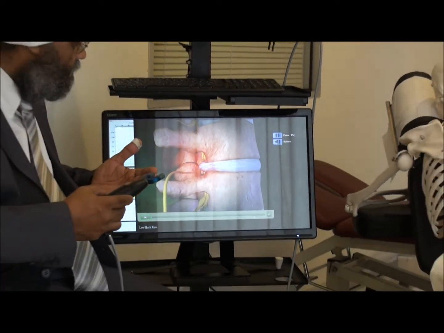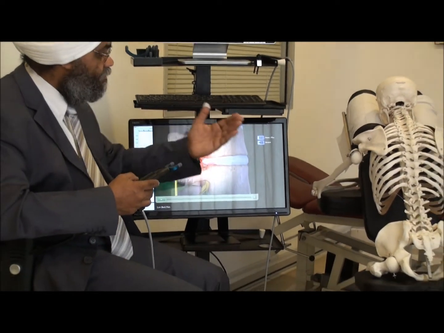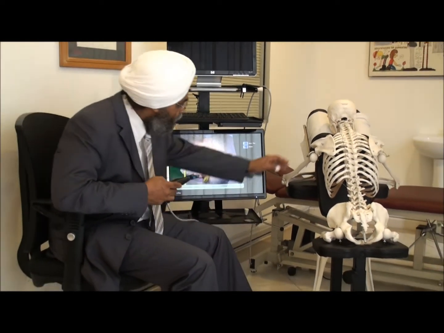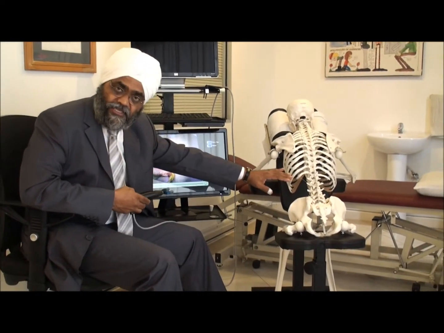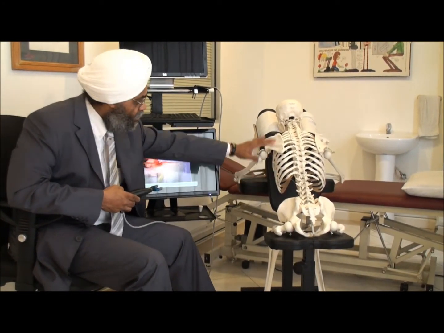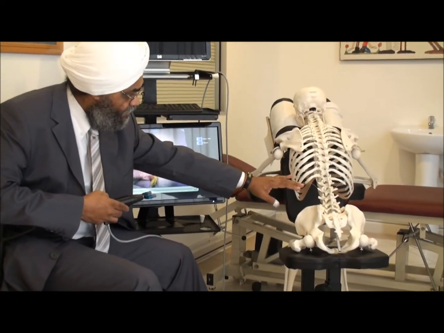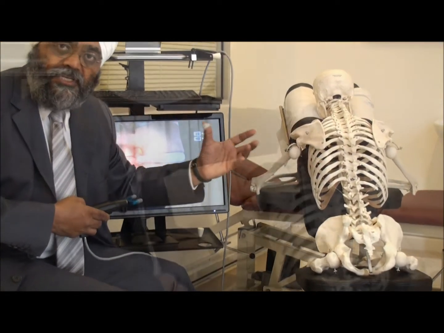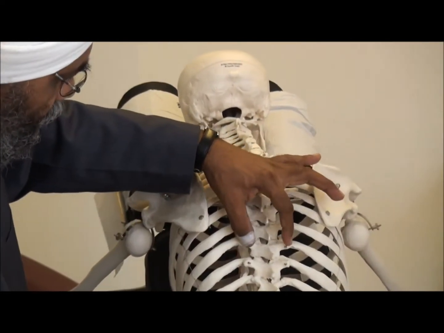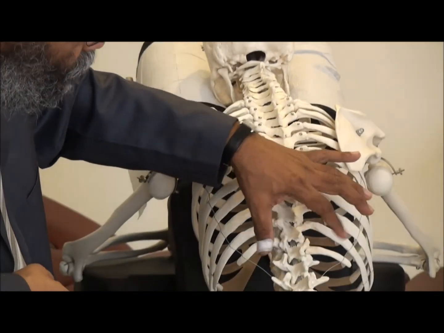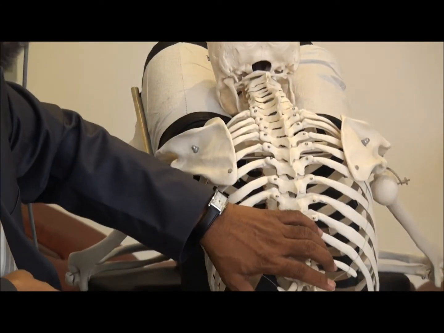Now, what's very important here is that as long as the muscles are balanced in the spine, the stress factors will not develop. Transverse processes are the ones which are closest to the stress that accumulates at the spine.